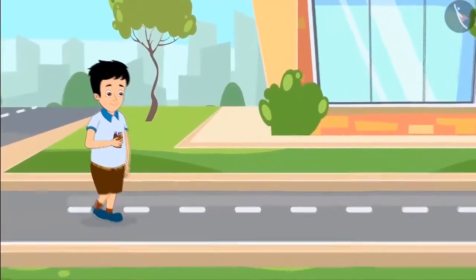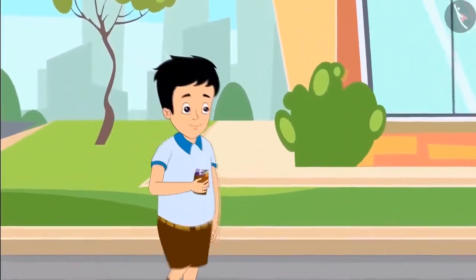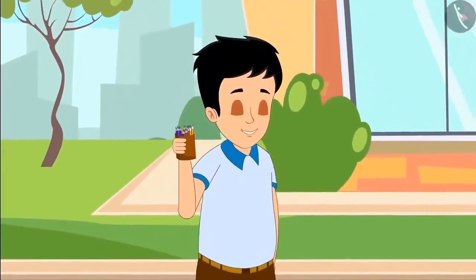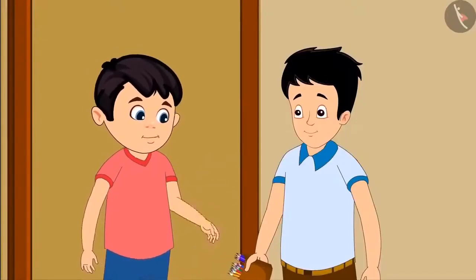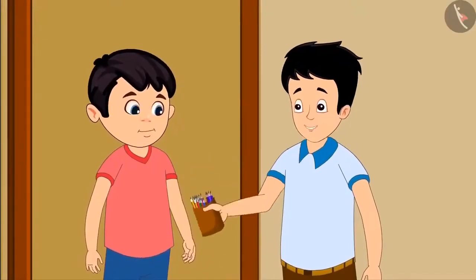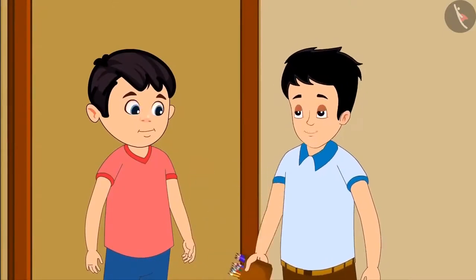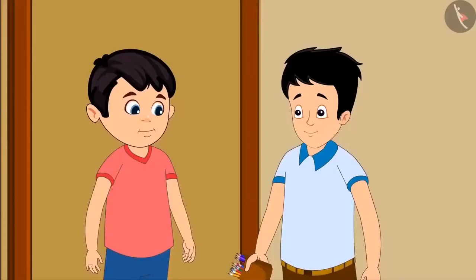Today, Chotu's friend Sonu has come to his house. Sonu has brought something to show Chotu. Come on, let us see what it is. Chotu, look what I brought for you. Show me, Sonu, what did you bring? Look at this. My grandmother gave me a box of pencils. It has pencils of different colors. Wow, these look very beautiful, Sonu. Can you tell me how many pencils these are? Yes, these are 16 pencils in total.